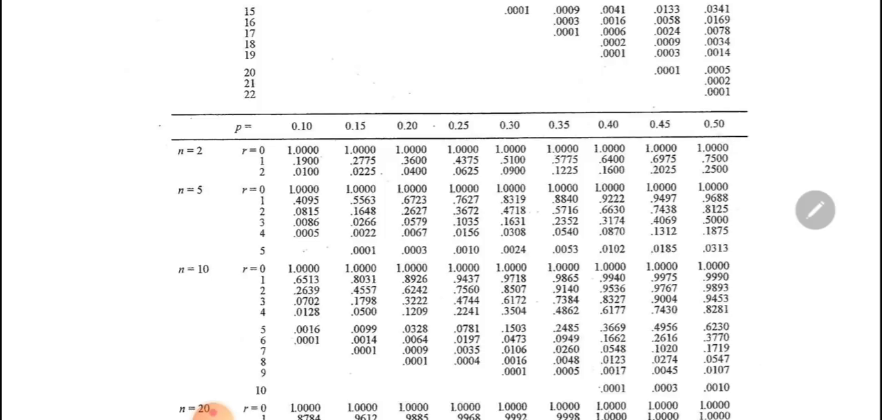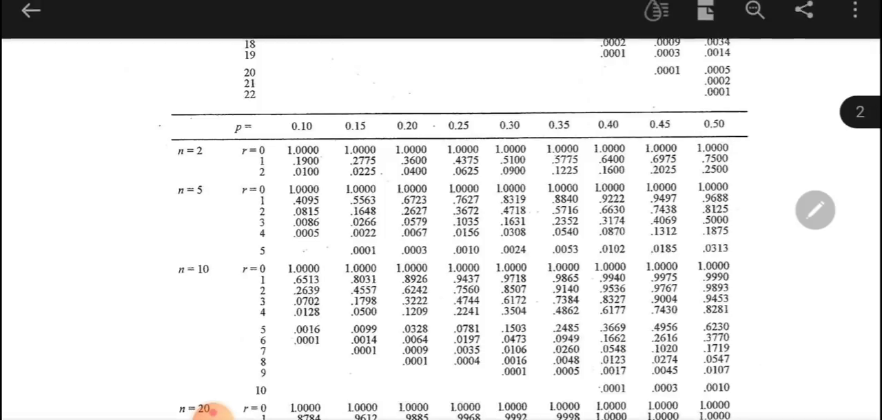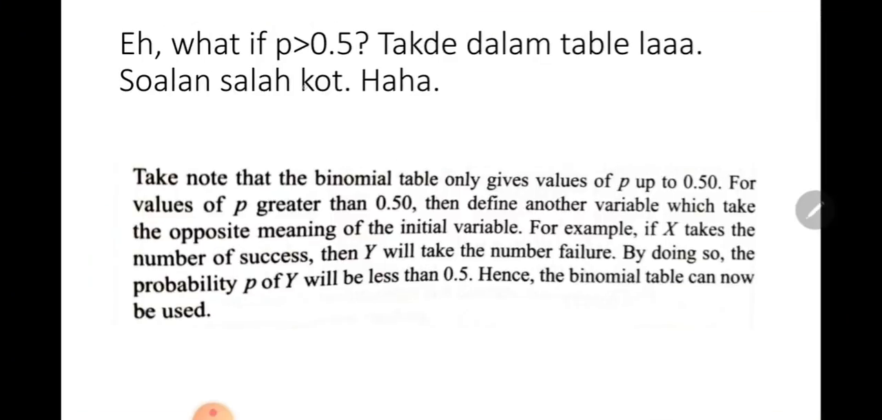Okay, alright, so now if you look at the binomial table, the p given in the table is only up to 0.5. Okay, so if you have p greater than 0.5, say p is 0.6, so how do we do it?